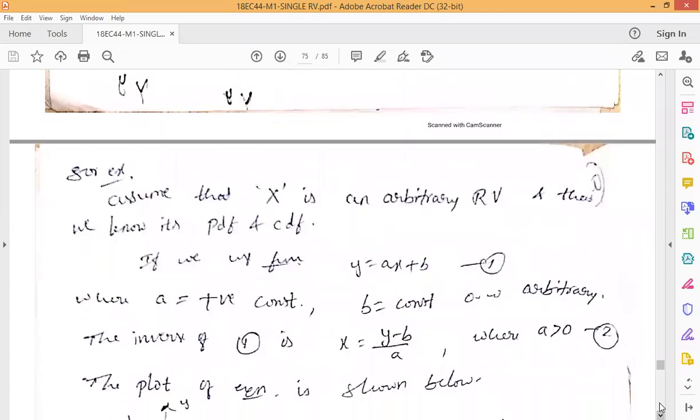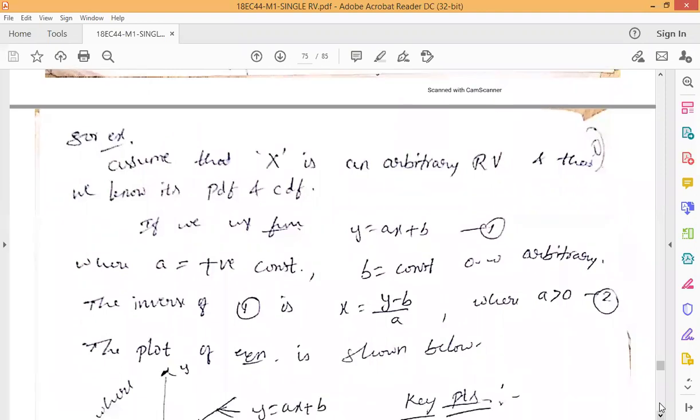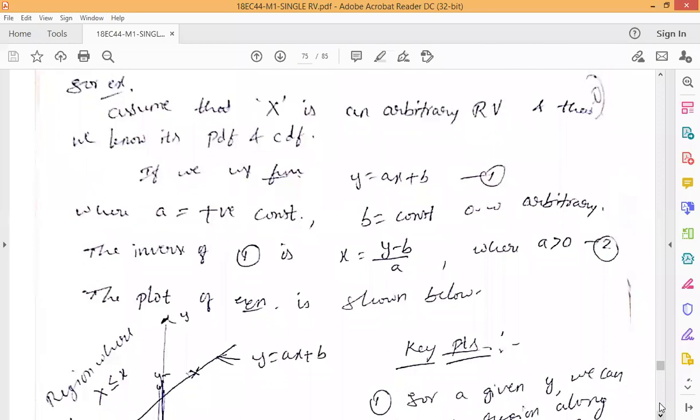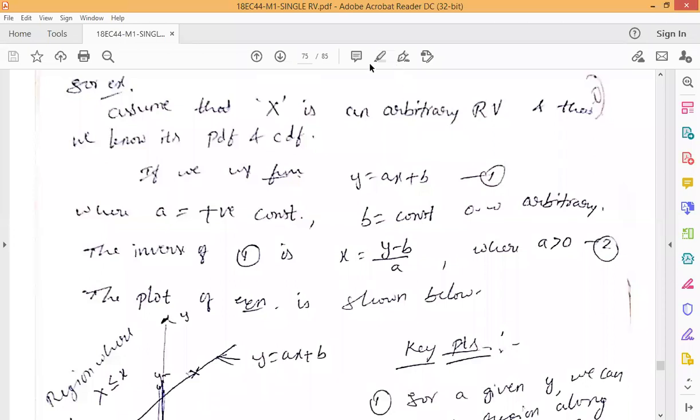the associated CDF, as well as the possible outcomes in the set Sy. Now we are going to consider some arbitrary random variable x, and we'll assume that we know the PDF and CDF of the random variable x. In order to analyze this function, we are going to make use of the transformation function that we have studied. As we have seen, the transformation function is represented as y is equal to ax plus b.